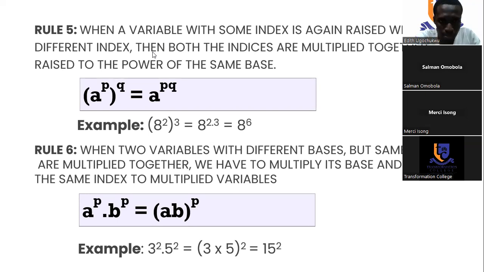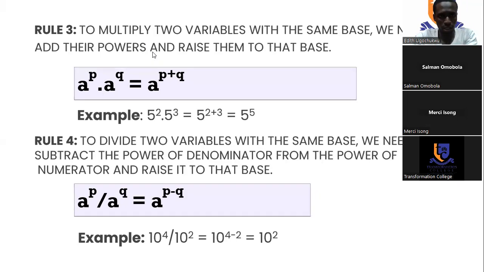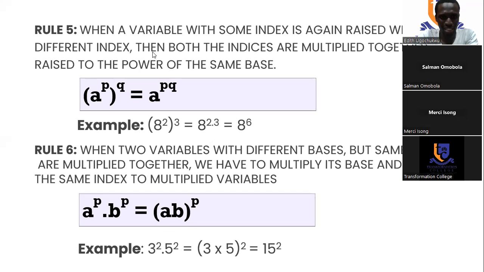Next one, a raised to power p multiplied by b raised to power p. This time around it is the other way around. The bases are not the same, but the powers are the same. In the earlier one, the bases are the same and the powers are different, so multiplication changes to addition. But here, the bases are not the same and the powers are the same, so you multiply your bases, then you pick one of the powers.